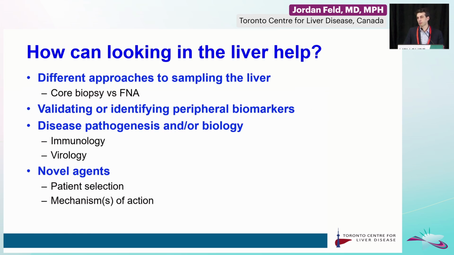And so when we think about why we would look in the liver, there's a number of reasons this can be helpful. And I'm going to try to go through a few examples of each, thinking about, first of all, how we do it. So there's different approaches to sampling the liver, and we'll discuss the pros and cons of core versus FNA, validating or identifying peripheral biomarkers, which I think is an important role. And then I think I'll try to convince you that we've learned a lot about disease pathogenesis and biology from looking at a relatively small number of samples, both on the immunological and virological side, and then how this gets integrated into studying the novel agents, both for thinking about how we choose patients for particular drugs, and then also to help understand the mechanism or mechanisms of action of these novel agents.